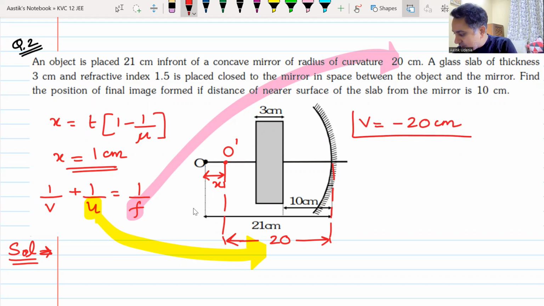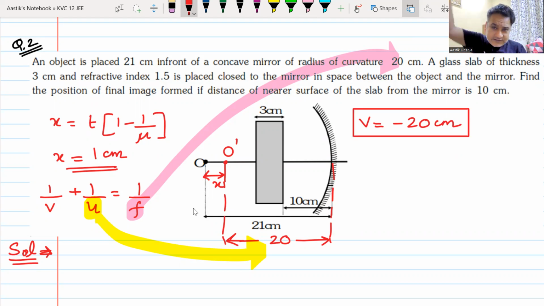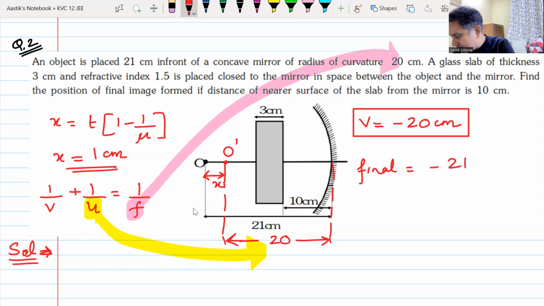So minus 20. But again, this minus 20 means it is on the other side of the slab. So therefore, again, it will shift. Yes or no? Yes, sir. Shift in the incident light. Incident light is now the reflected light. So it will shift away, 1 centimeter away. So the final image is formed at minus 21 centimeters from the mirror. Do we understand this, my dear friends?